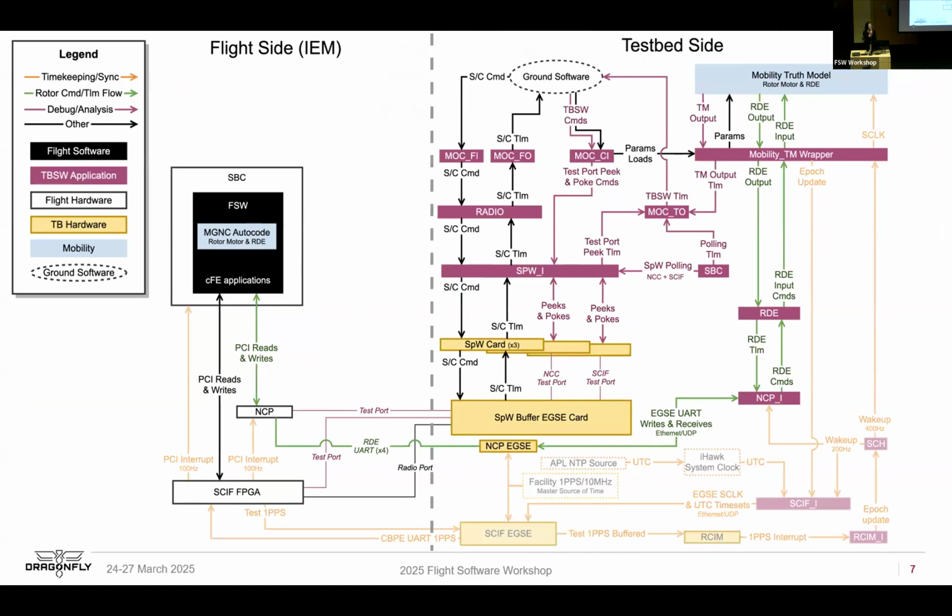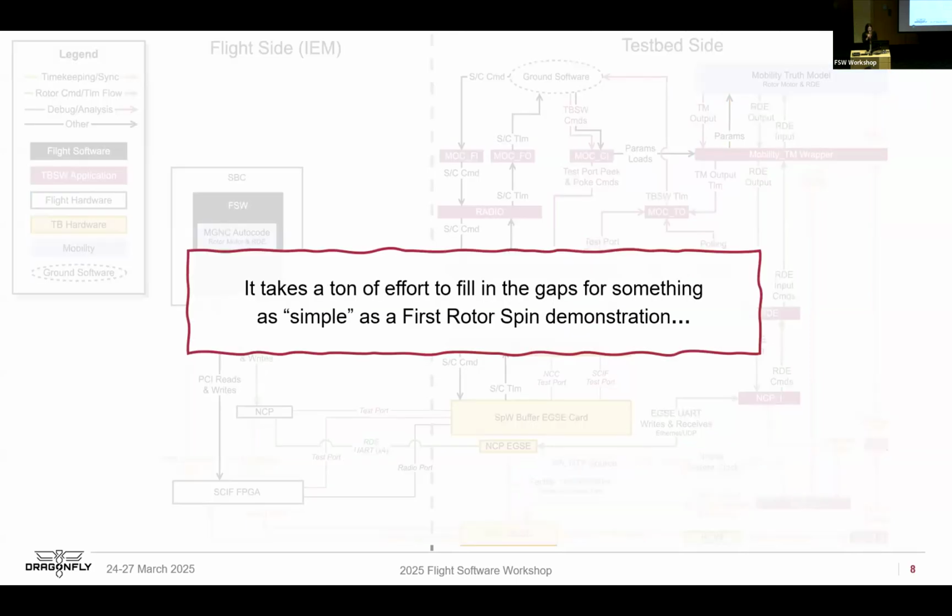I don't expect you all to read through all this. I'm going to be stepping through basically all the little pieces of this throughout the talk. But this, especially the right side, is pretty much what a bunch of teams, everyone who's involved in this, mobility, flight software, avionics, testbed software, came together to really draw out the data flow of what is necessary to get this done. And it's obviously a lot. The left side is largely abstracted too. And I can't even talk to everything on here. The yellow lines flowing along the bottom are about timing, and I won't be able to touch on that today. But this is all to show that it takes a ton of effort to fill in the gaps for something as simple as the first rotor spin demonstration.